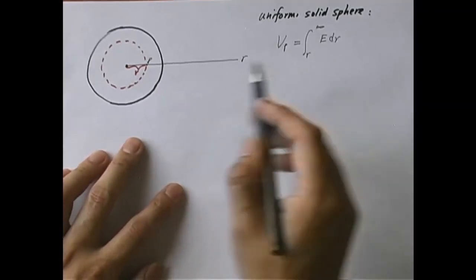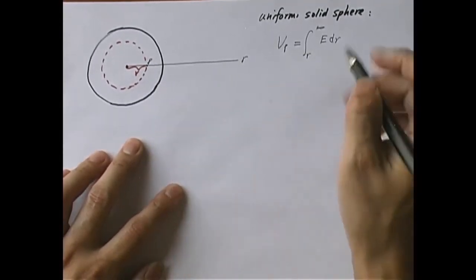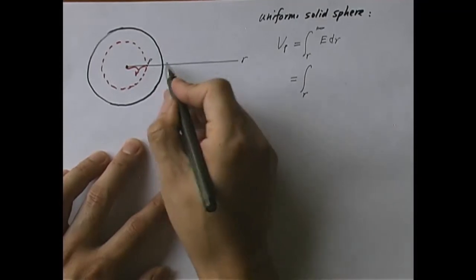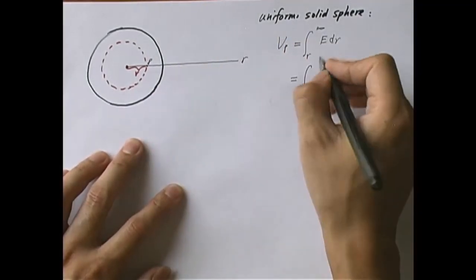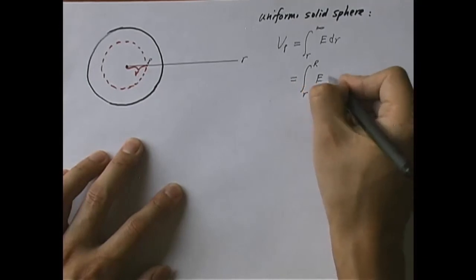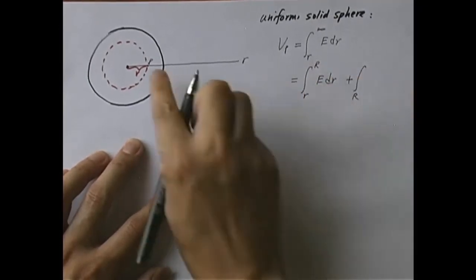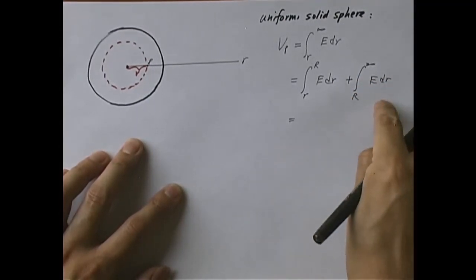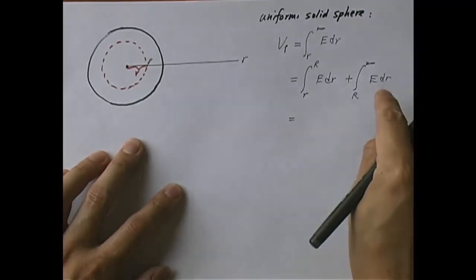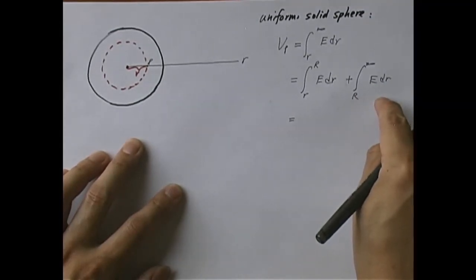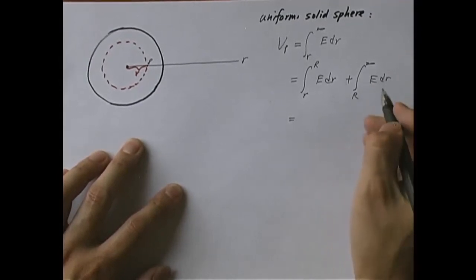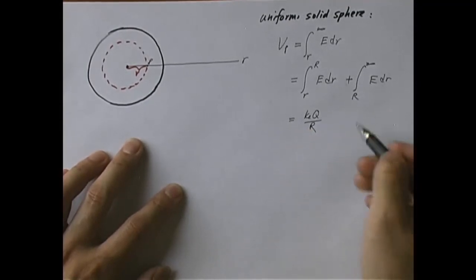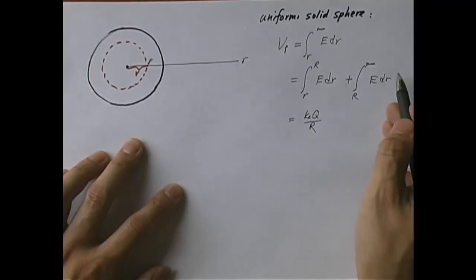And again, since the electric field inside and outside are not the same, we're going to break the integral down into two pieces: from r to the radius of the sphere, big R, of E dr, and then from big R all the way to infinity, of E dr. Now we know how to calculate the second integral, because once you're outside the sphere, the electric field is just KQ over r squared. So that part is simple. It's just KQ over R, because you integrate KQ over r squared and that's what you get.